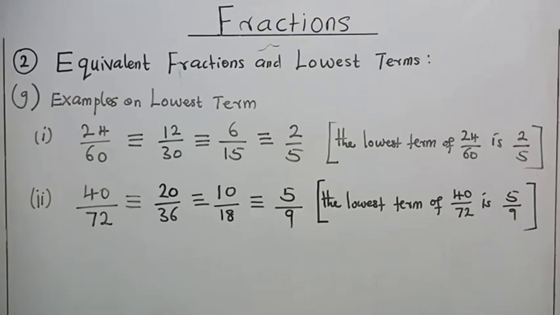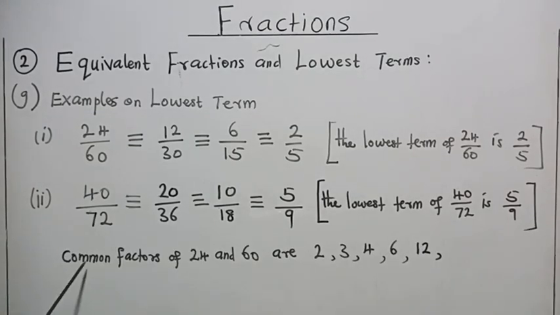First, do you know that 2, 4, and other higher factors are all common factors of 24 and 60? In fact, let us list all the common factors of 24 and 60. And then from there, we choose the second method, which is quicker. Here they are. The common factors of 24 and 60 are 2, 3, 4, 6, and 12.